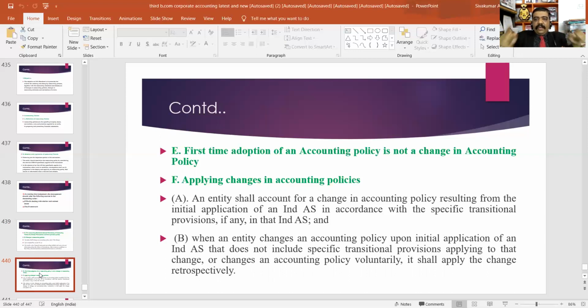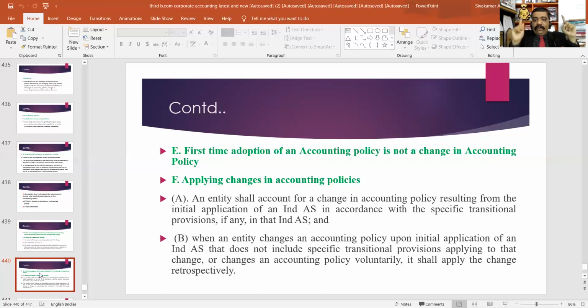If the relevant INDAS gives the procedure for changes in accounting policy, no problem, please adopt it. Otherwise, when the entity changes accounting policy upon initial application of an INDAS that does not include a specific transition provision, or changes accounting policy voluntarily, we shall apply the change retrospectively. That means if the relevant INDAS does not give the procedure for changing accounting policy, then the entity shall apply the change retrospectively.